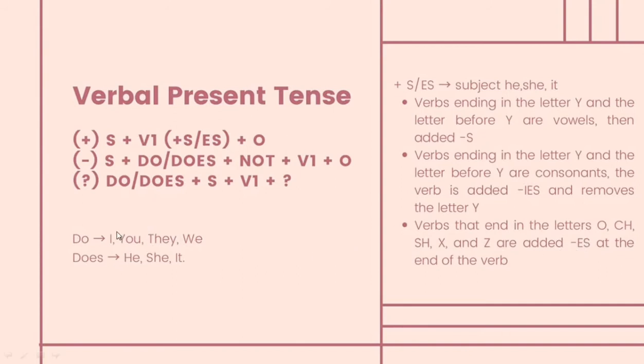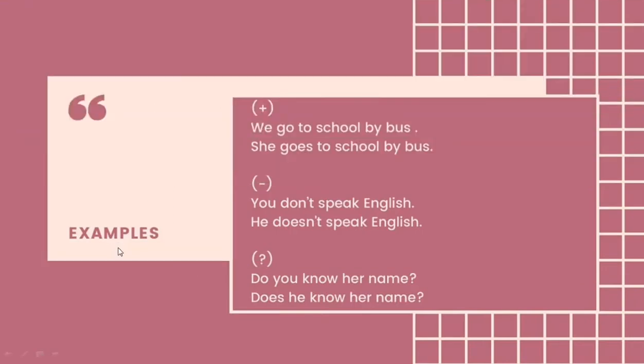Okay, and then this is do and does. Remember this, okay? Do is for I, you, they, we, and does is for he, she, it. So I do not, she does not. Okay, for the interrogative sentence, it is the same. Do for I, you, they, we, and does for he, she, and it.